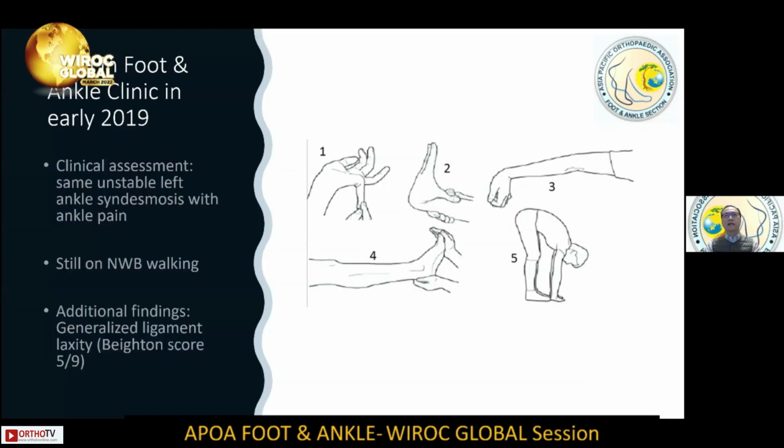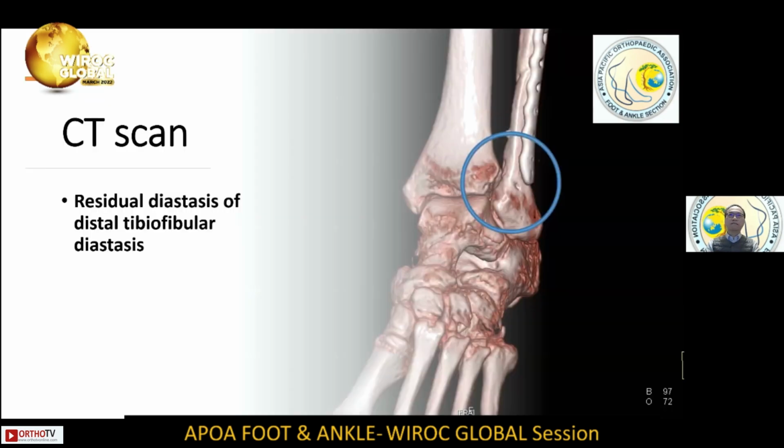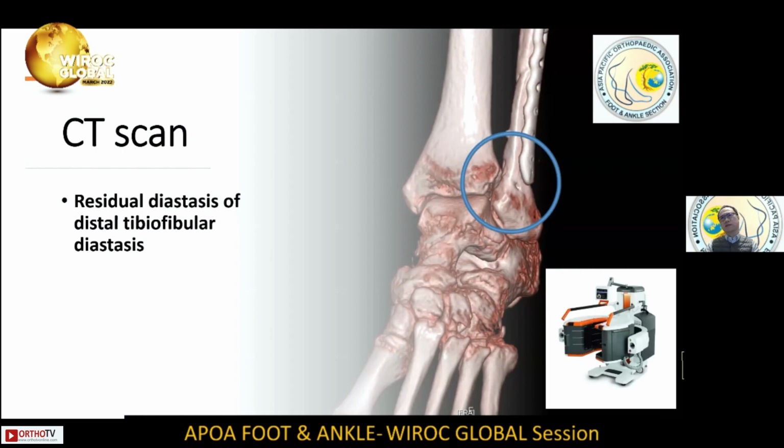In the foot and ankle clinic, we assessed the patient. We did not find too much difference compared to the trauma surgeons. However, we found one additional thing: the patient has generalized ligamentous laxity with a Beighton score of 5/9. A CT scan further confirmed that there's residual diastasis of the distal tibiofibular syndesmosis. At this moment, we still don't have a weight-bearing CT scan, so we don't have further information before the operation on how severe the diastasis of the syndesmosis was.